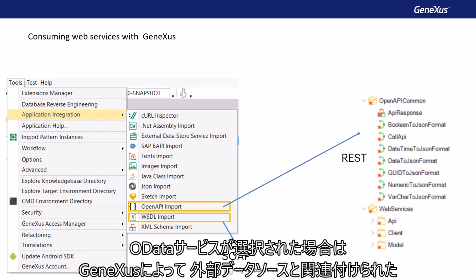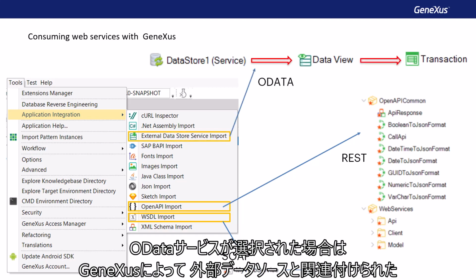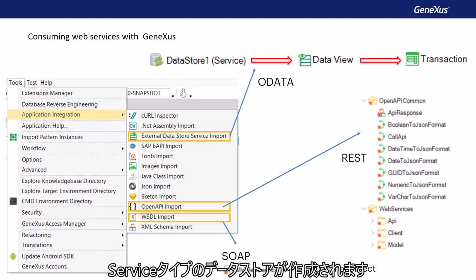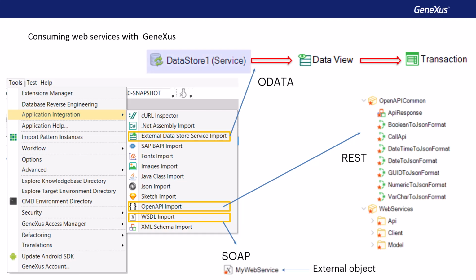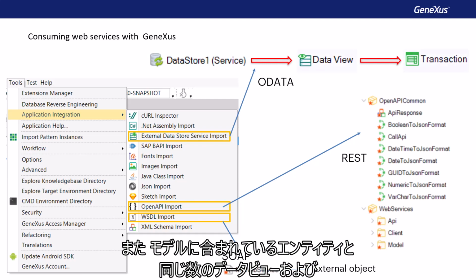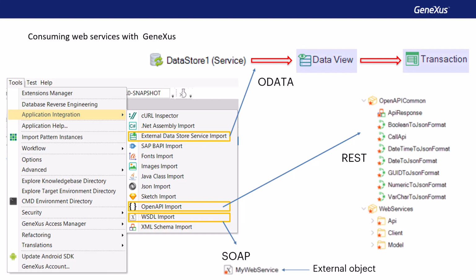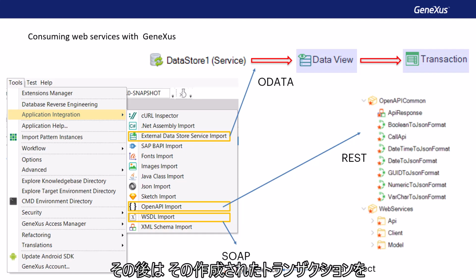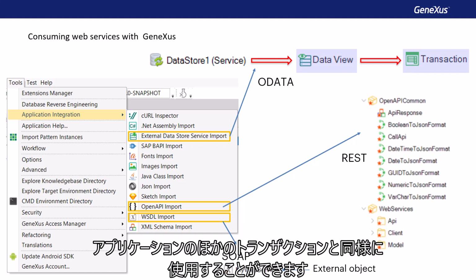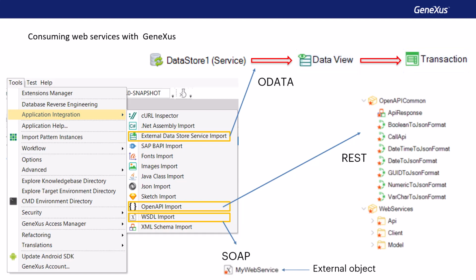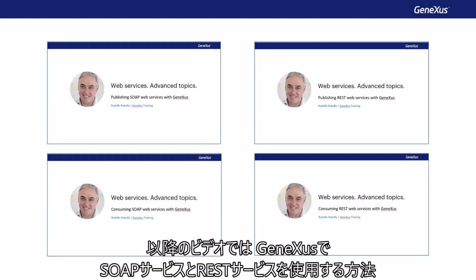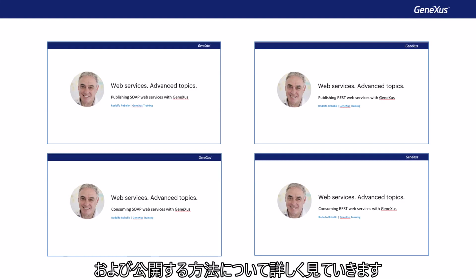If an OData service was selected, GeneXus will create a data store of service type associated with the external data source. Also, as many data view and transaction objects will be created as entities were in the model. Afterwards, we'll be able to work with the transactions created, as with any other transaction of our application. In the following videos, we'll see in detail how to consume and publish SOAP and REST services with GeneXus.